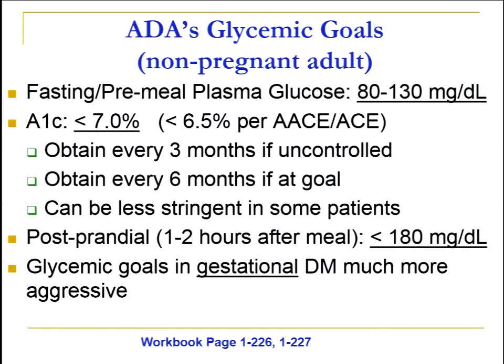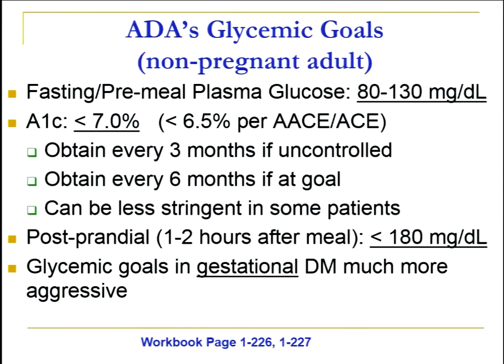So what are our goals? It doesn't depend on whether you have type 1 or type 2 diabetes. The glycemic goals are still the same. The ADA changed the recommendations for fasting glucose levels from 70 to 130 to 80 to 130 last year in 2015, to be more consistent with the A1C goal. Your A1C in general should be less than 7% per the ADA.